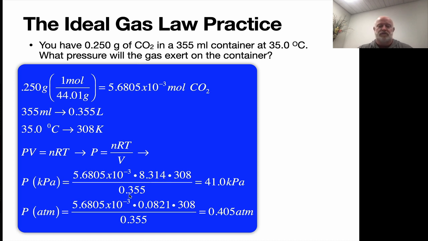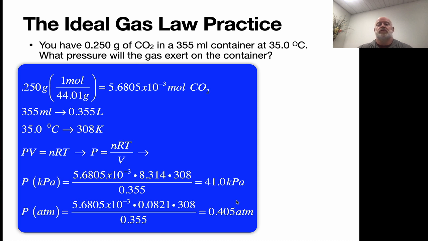Times 308 divided by 0.355. And if we solve that out, we get 41.0 kilopascals. If you chose to do it in atmospheres, same math, except for a different R value, we get 0.405 atmospheres. Okay. Notice how these are off by a factor of about 100. That's because there's about 100 kilopascals in an atmosphere. So that makes sense. All right.